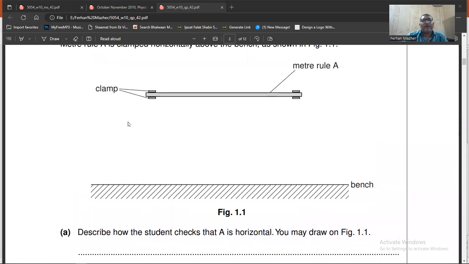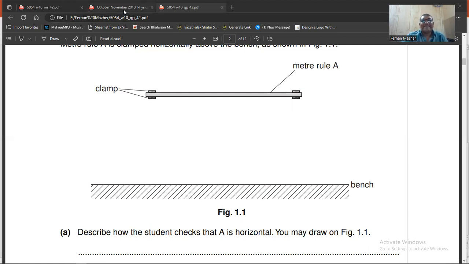So very simple method. I will take a vertical scale, and with the help of the vertical scale, I will check the height of the right end of the meter rule A from the bench. I will check the height of the left end of the meter rule A from the bench. If both the heights are the same, that shows that the meter rule A is exactly horizontal. To make sure that the scale is vertical to the bench, I will use a set square at the bottom to make sure that the vertical scale is exactly vertical, and one set square will be used here to mark the position of the bottom of this meter rule.